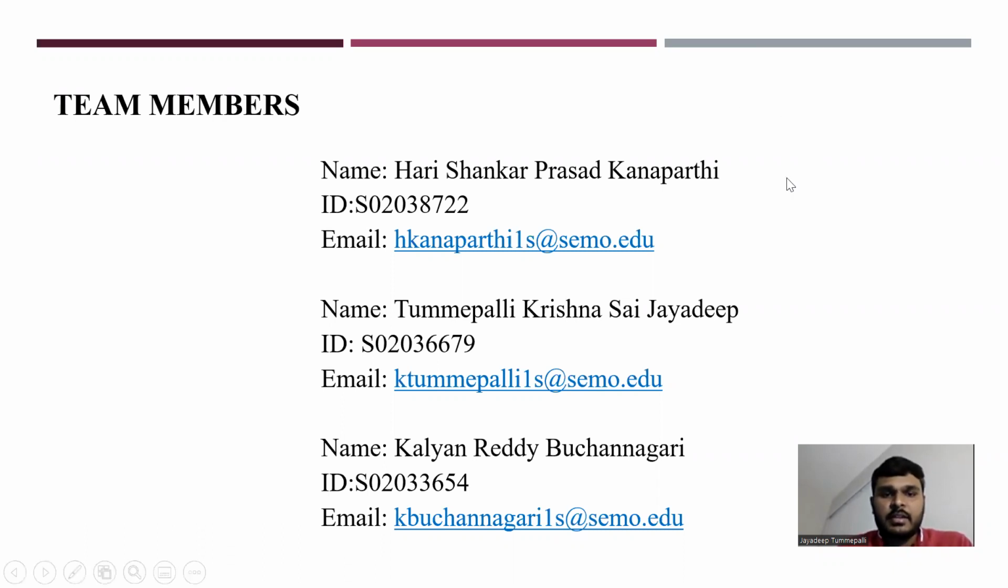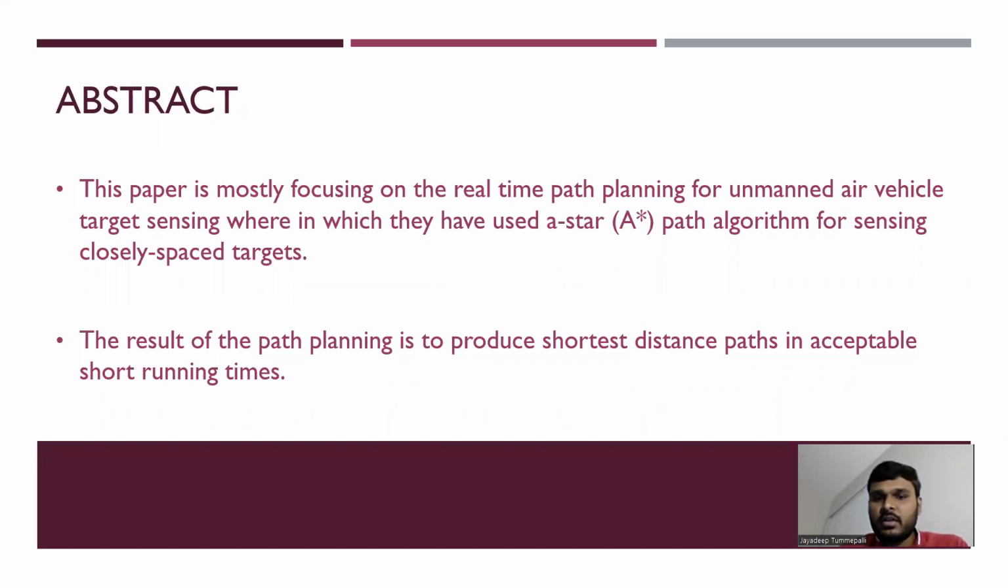Abstract. This paper mostly focuses on real-time path planning for unmanned air vehicle target sensing, in which they have used the A-star path algorithm for sensing closely spaced targets. This paper shows how to get the optimal shortest path for an unmanned air vehicle by using A-star shortest path techniques. They are finding the path for the UAV to closely spaced targets.